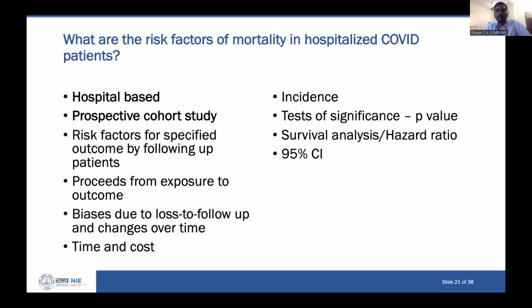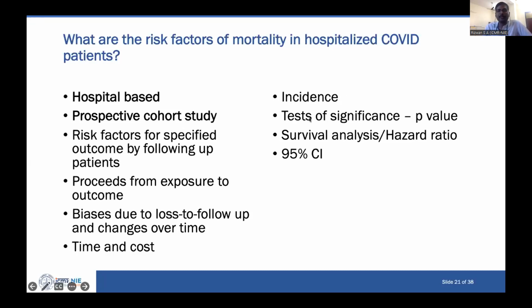So the biases that you have to remember in cohort studies are many people might not come to your study and they might be lost to follow-up. So the characteristics of people who are lost to follow-up and those who continue to be in your study might be very different, and that may introduce bias into the study results. Cohort studies are in general very time consuming and they are very expensive to carry out. And here you can calculate incidence.